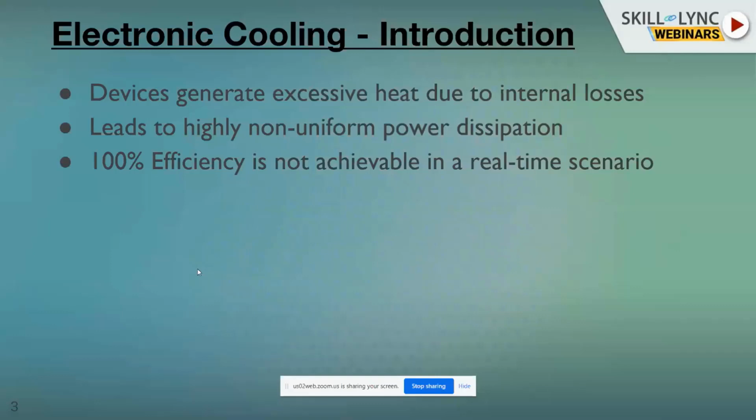100% efficiency is not achievable in a real-time scenario, because of the losses which we incur around the devices. I'm going to the next slide.